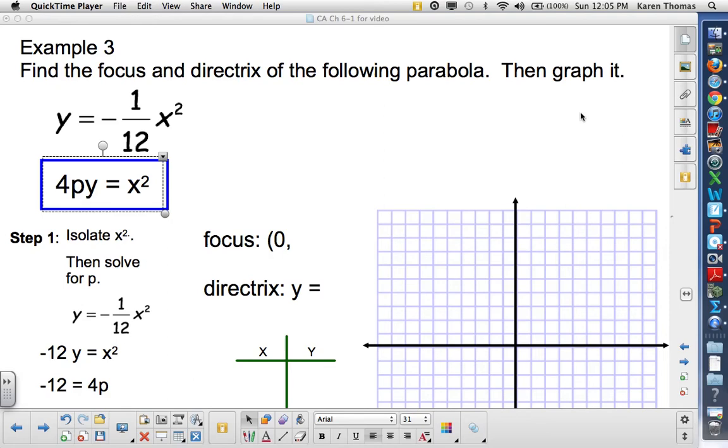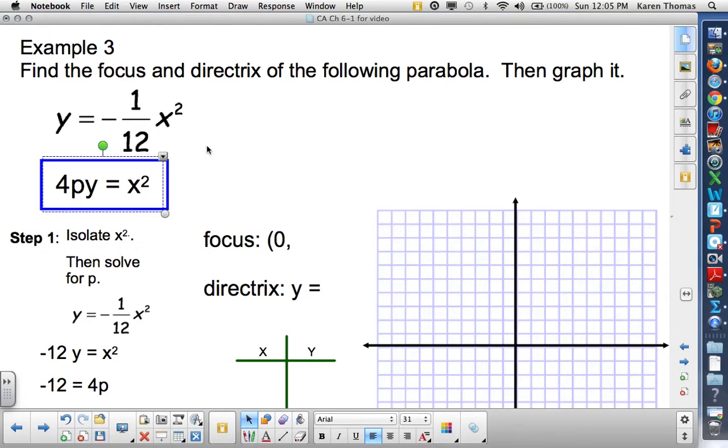This page starts part 2 of chapter 6.1 in college algebra, where we're going to work with parabolas that have the vertex at the origin. We're going to graph them by finding the focus and directrix and making an XY chart. Let's look at the equation of this parabola that we need to graph and examine it before we begin finding the parts we need for graphing.